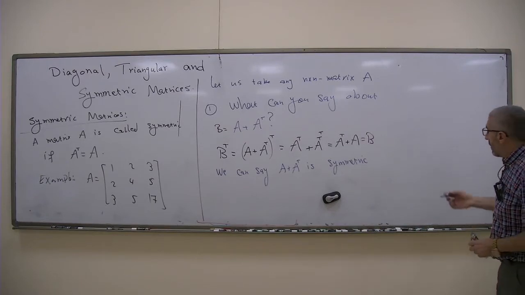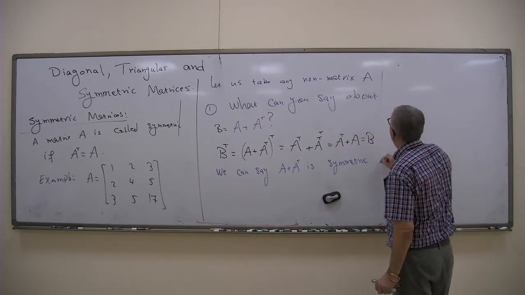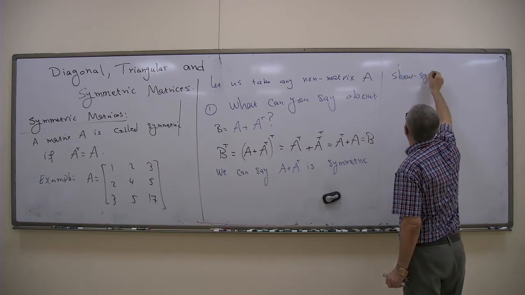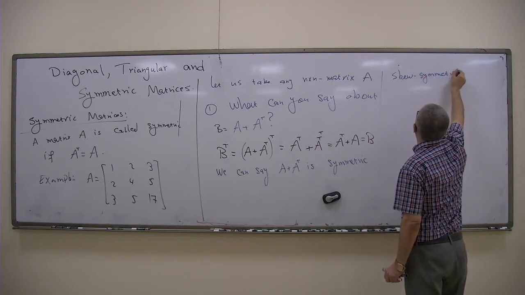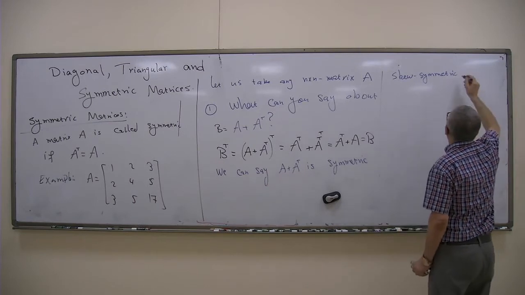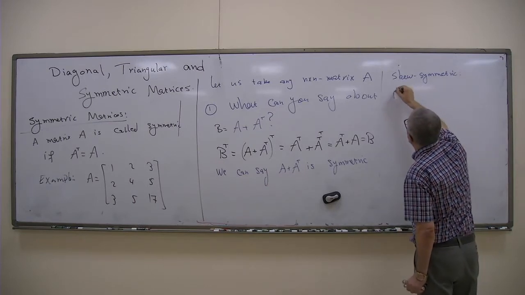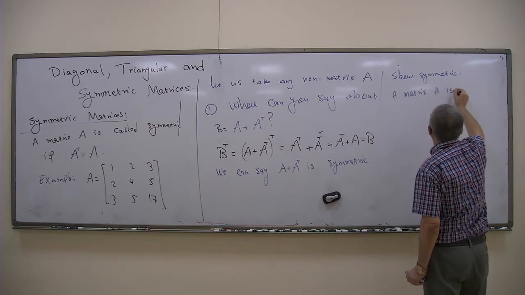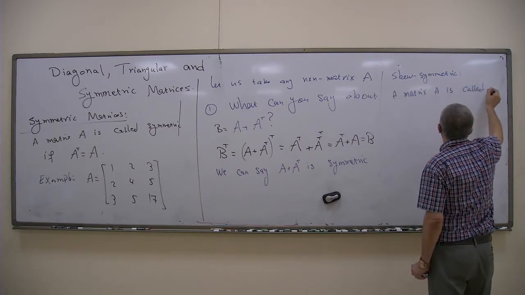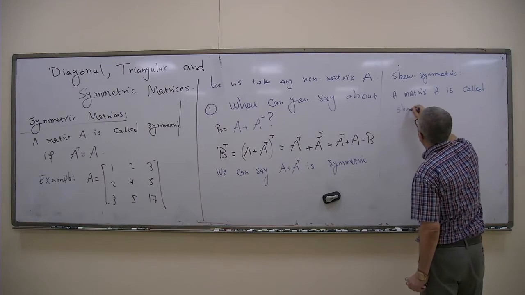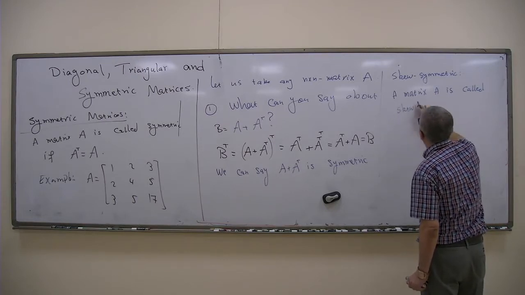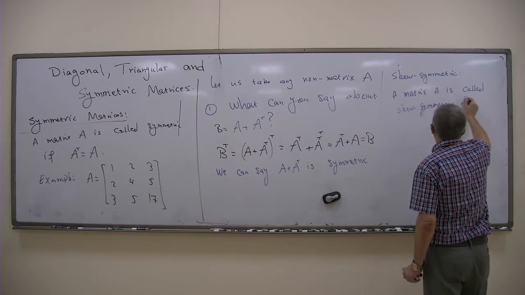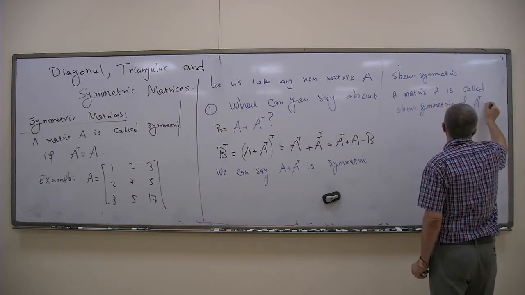All right. There is something called skew-symmetric. A matrix A is called skew-symmetric if A transpose is the same as negative A.